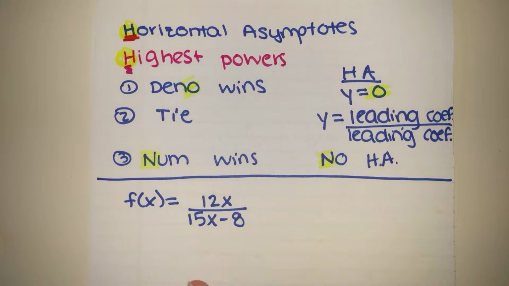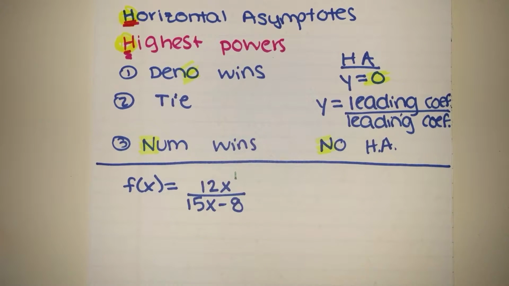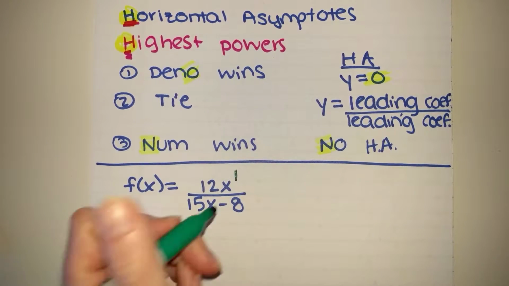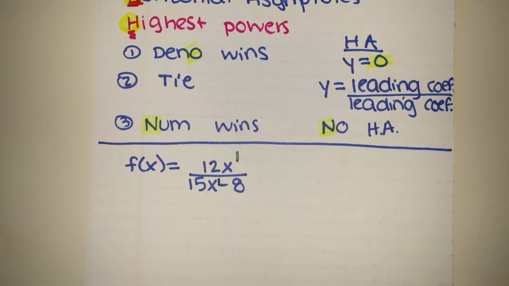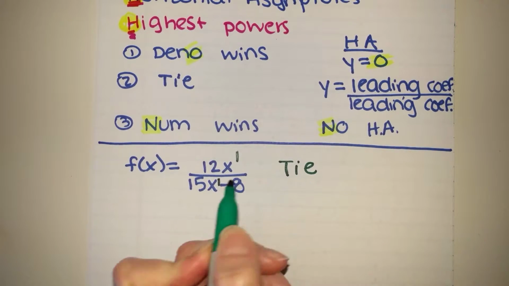So when you look at a question like this and they ask for the horizontal asymptotes, the first thing we need to do is identify the degree, the highest power in each numerator and denominator. So here we have a highest power of 1, and here in the denominator we have a highest power of 1. So that means that there is a tie.